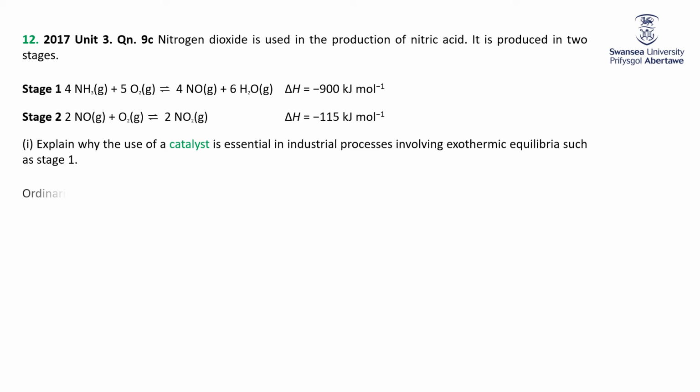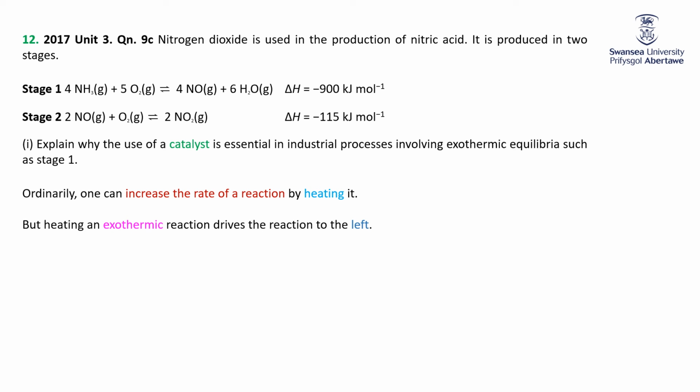Well, let's see. You want reactions to go quickly, and ordinarily you can make them go more quickly by heating them up. Trouble is, this is an exothermic reaction, so when we heat it up, it drives the reaction to the left. So we don't want it too hot, but we do want it to go quickly, and so we can use a catalyst to speed it up at lower temperatures.